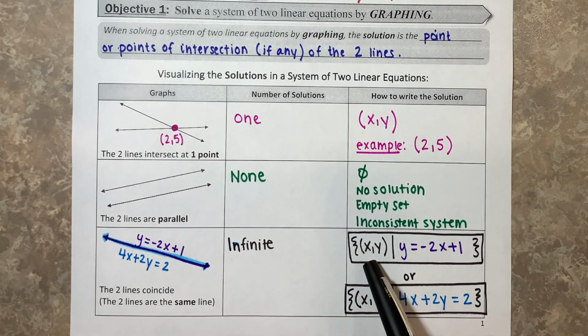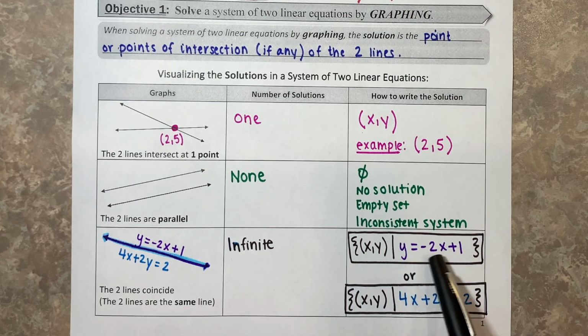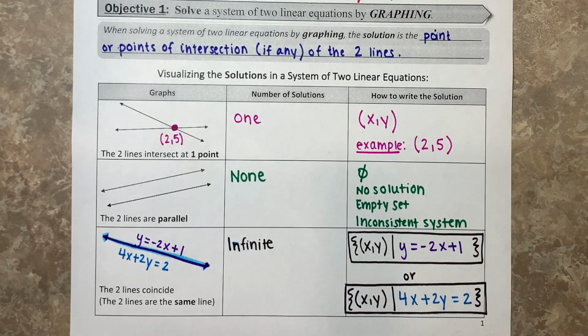Well, that's just what this says. This says that the solution is the set of all ordered pairs that lie on the line. Now that we've discussed the different possibilities for our solutions, let's take a look at some examples of how to solve a system of equations by graphing.